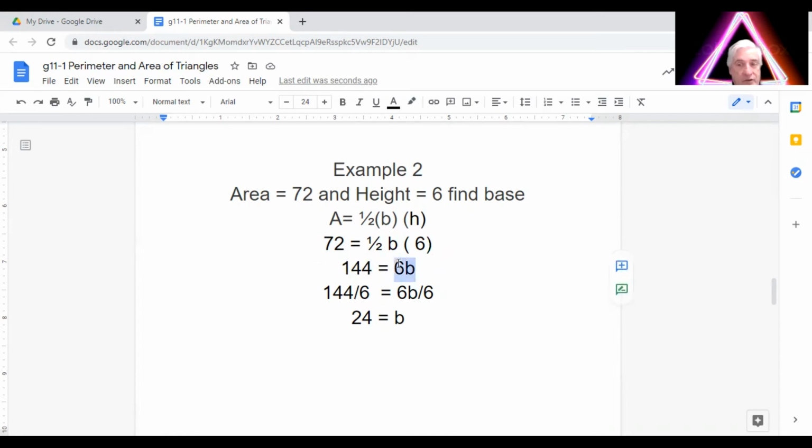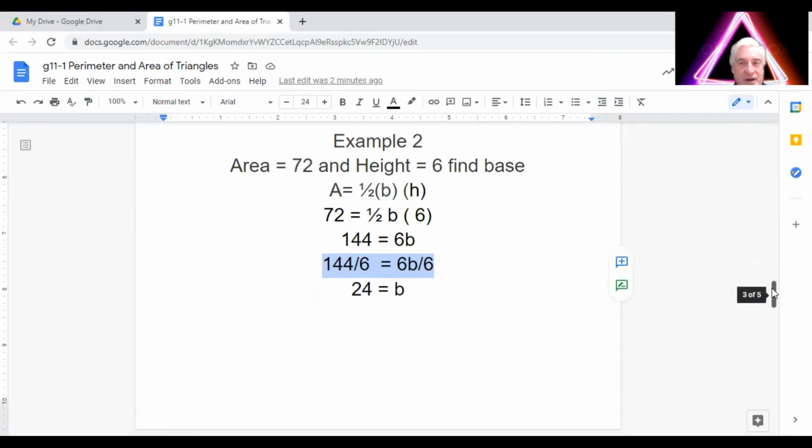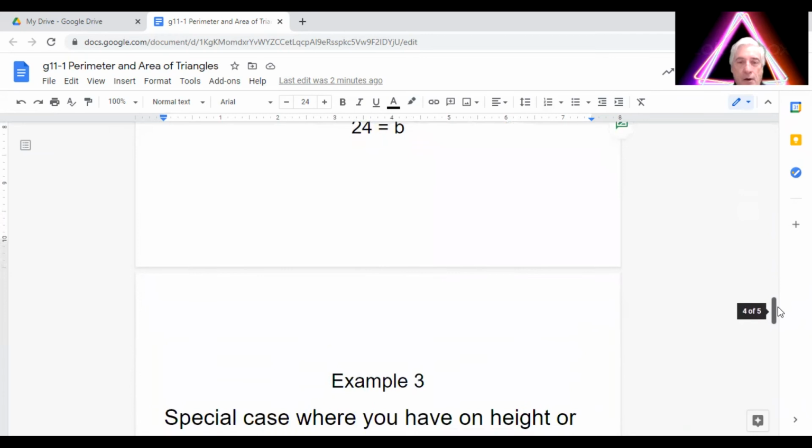And now I ask, what's the opposite of 6b? That is, how do we get rid of the 6? We divide, right? Yeah, now the class knows it. 144 divided by 6, I think, is 24. Check my math on there because I might have done this when I wasn't thinking, and I don't think I used a calculator.